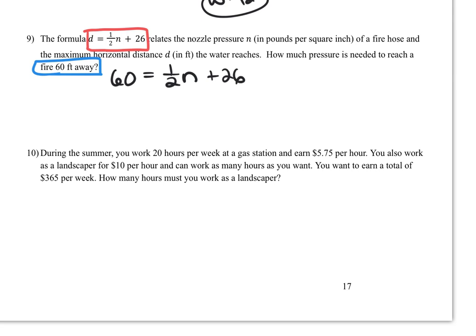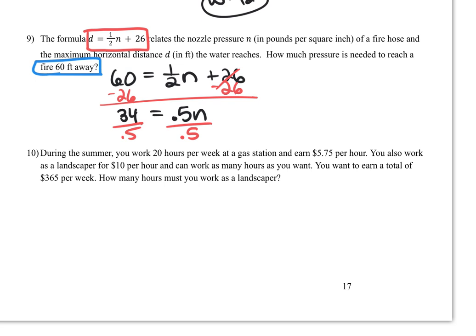Okay, let's solve it. What do we do first? Yeah, subtract. If you want to change your 1/2 to 0.5N, that's fine. They're equivalent. Go for it. It's easier to type into your calculator or do by hand. I don't mind. All right. 60 minus 26. What do we got? 34. All right. Perfect. How do I get rid of that 0.5? Divide by what? 0.5. So you can divide by 0.5.